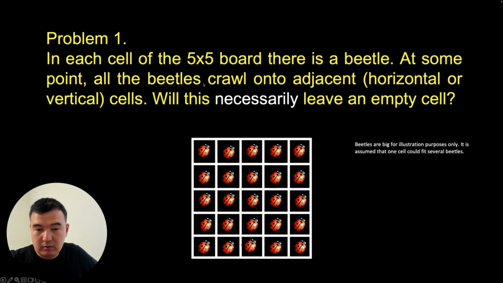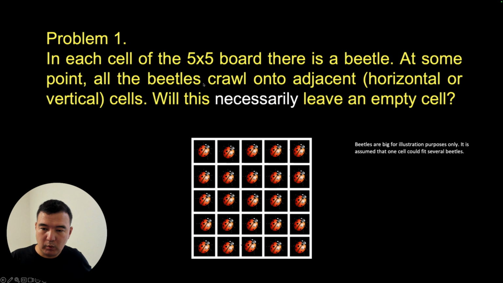Couple problems on coloring proofs. So first problem is the following. We are given a 5x5 board and a beetle on each cell of the board. At some point, this is a random process, all beetles move from one cell to an adjacent cell, and then will this necessarily leave an empty cell? So there are 25 cells, 25 beetles.